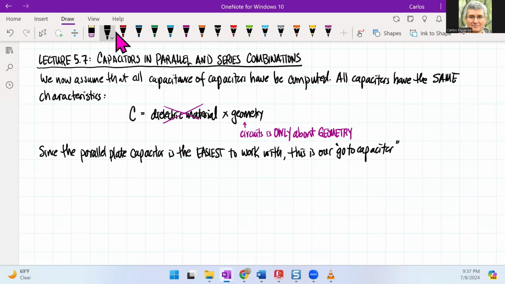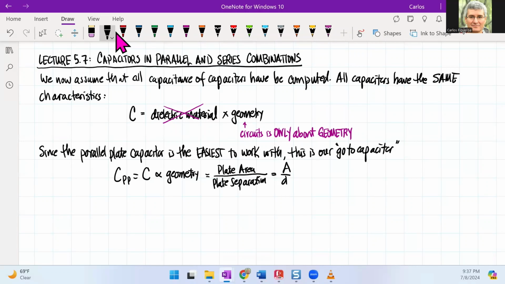So in other words, when I look at the capacitance of a parallel plate from now on, it's just C, and the only thing we care about is the geometry. And the geometry of a parallel plate capacitor is very clear. It's about the plate area. It's about the plate separation. And you can see here that this is directly proportional to the area and inversely proportional to the plate separation.